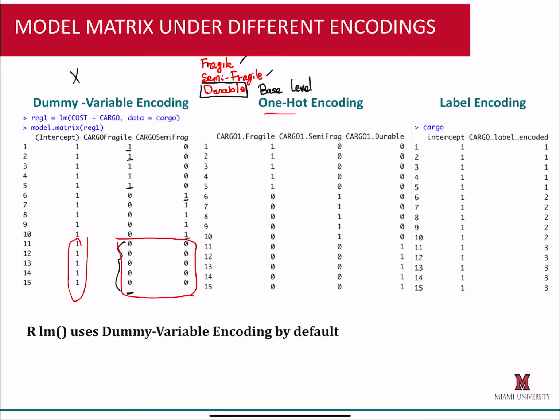With one-hot encoding, you would create one dummy variable for each of the classes. And then we would have the first 5 packages being fragile, the next 5 semi-fragile, and the next 5 durable. I want you to think about this for a second, and then think about the y-intercept.